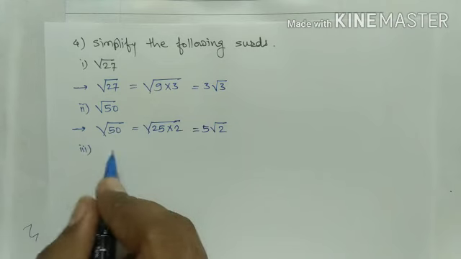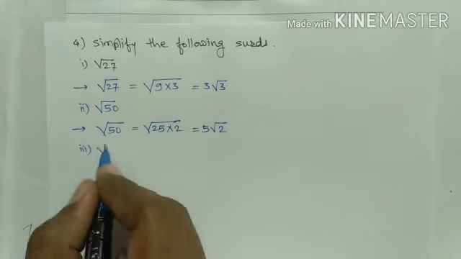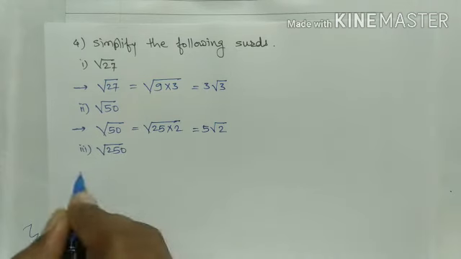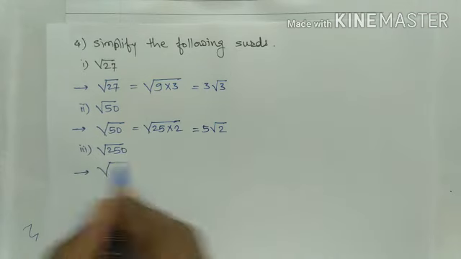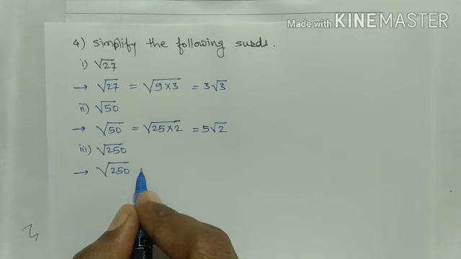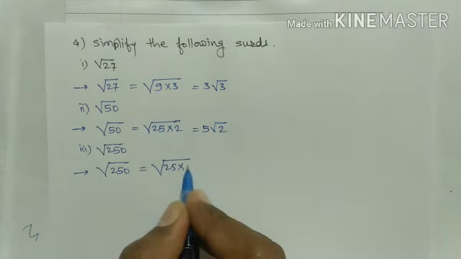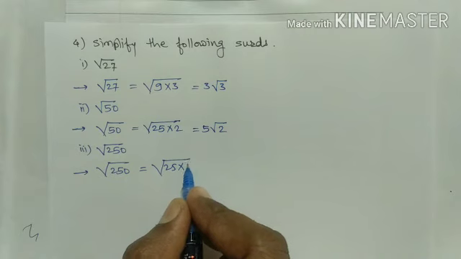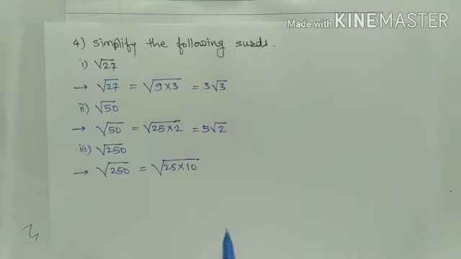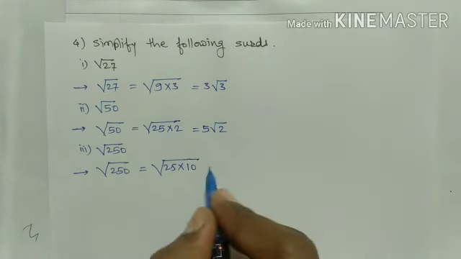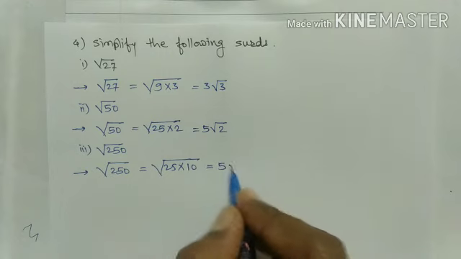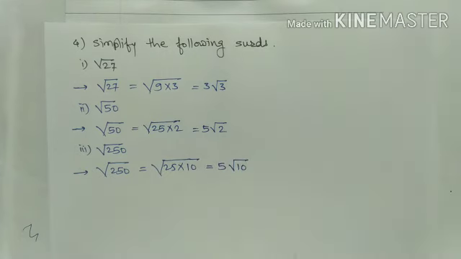Then √250. Here √250 equals 25 into 10, since 25 tens are 250. That is equal to 5√10.